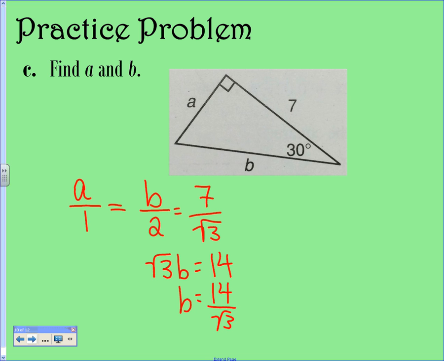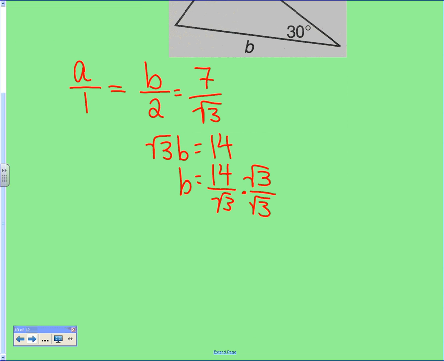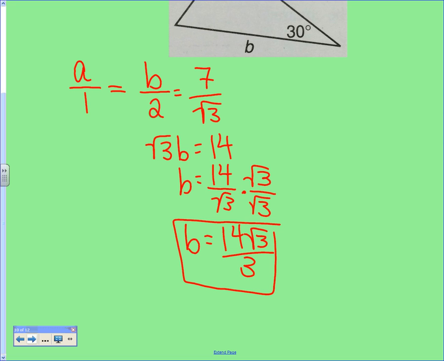The square root of 3. But what's it called? It starts with an R. Rationalize. Okay. The denominator. Rationalize your denominator. So, what would our b actually equal? 14 square root of 3 over 3. Okay. So that's your b.